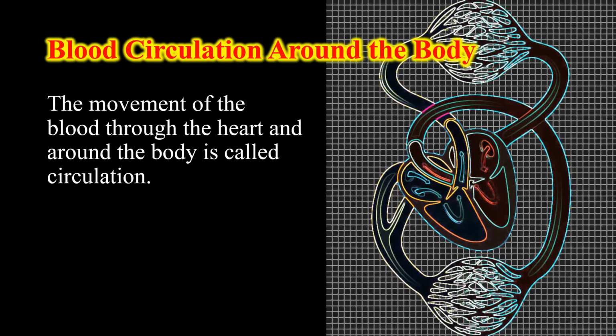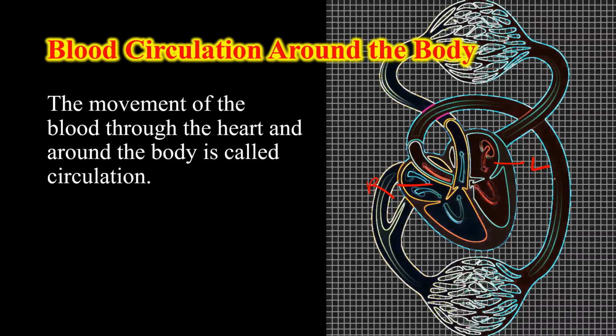And students, now let us understand how the blood circulates around the body. First of all, let us understand the meaning of circulation. The movement of the blood through the heart and around the body is called circulation. Before understanding the blood circulation around the body, let us know some facts about our heart. Our heart is divided into two different sides, the left side and the right side.